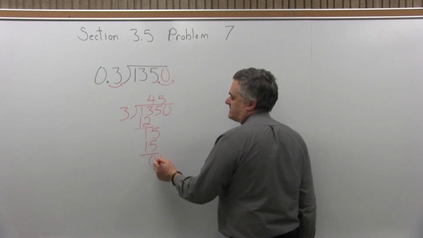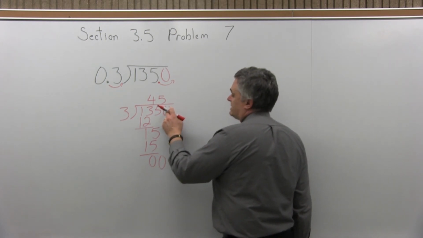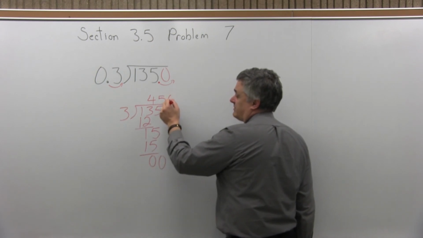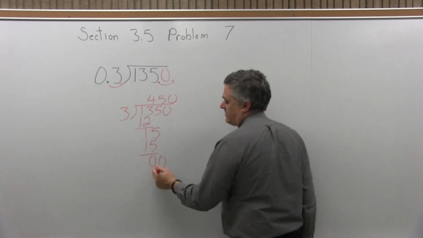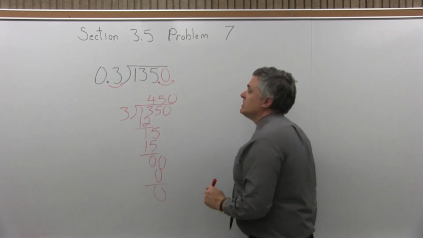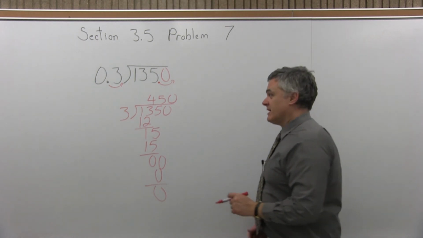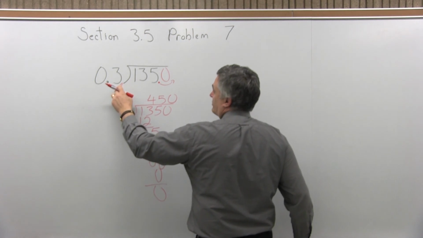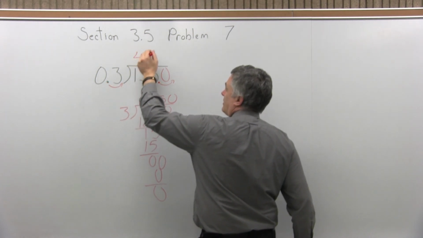The next 0 comes down. And there's no decimal, so we have to continue this division. 3 fits into 0, well, 0 times. 0 times 3 is 0. Goes in nice and even. So the answer is 450. 135 divided by 0.3 is 450.